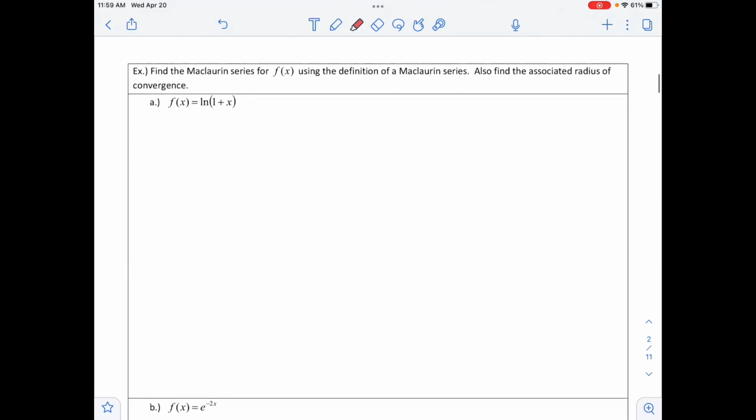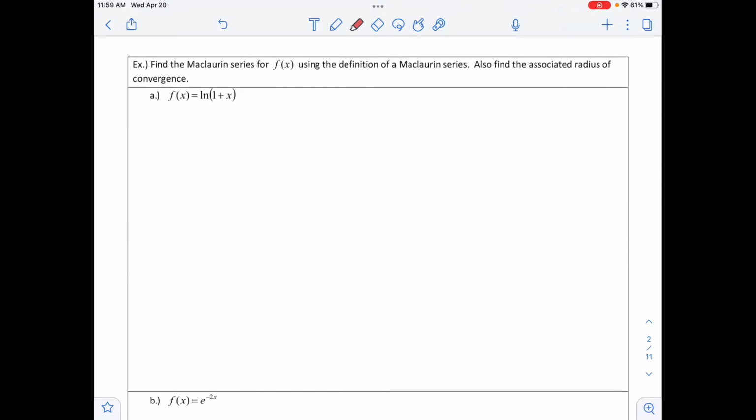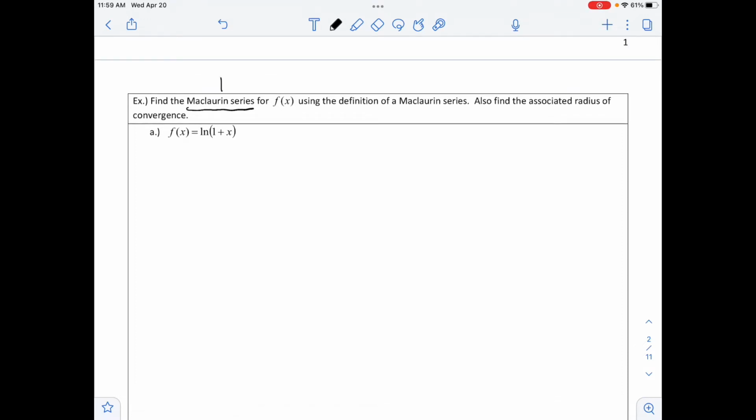So the example on the next page says find the Maclaurin series for f of x using the definition of a Maclaurin series. Also find the associated radius of convergence. So the first thing to remember is that these Maclaurin series are going to be centered at 0.